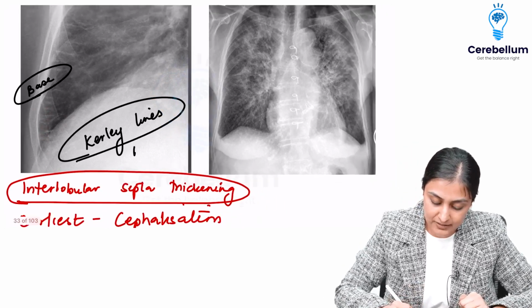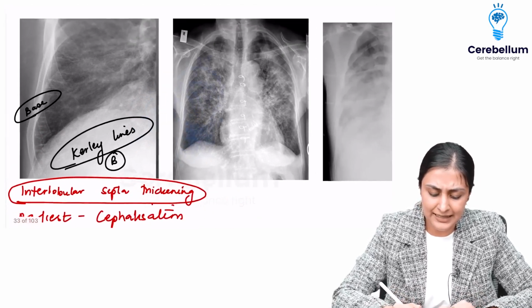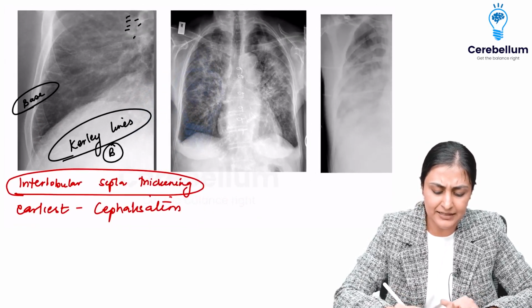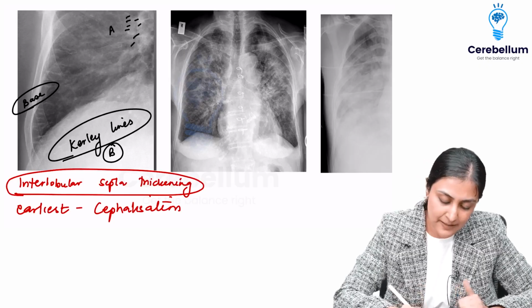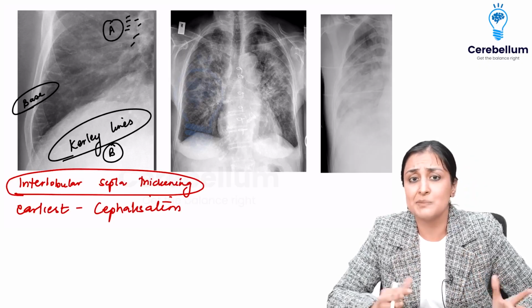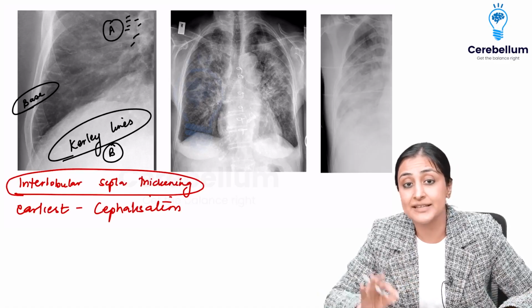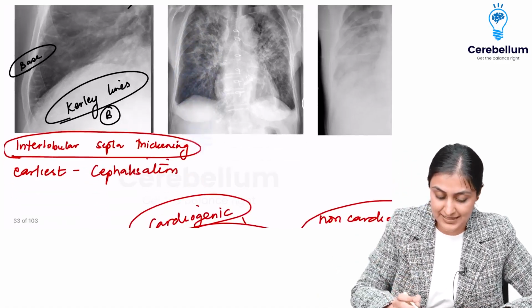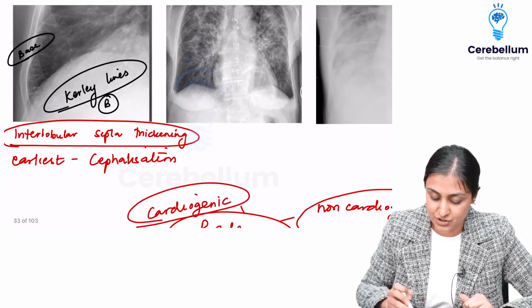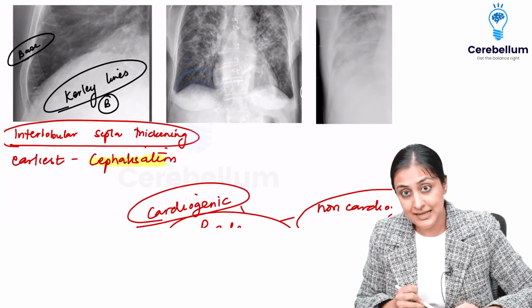So these are Kerley B lines. Kerley A lines can be seen near the hilum. They are the oblique lines. So not important, but just remember B lines are more commonly seen at the base. So this is the second stage. After cephalization, we see these Kerley lines.